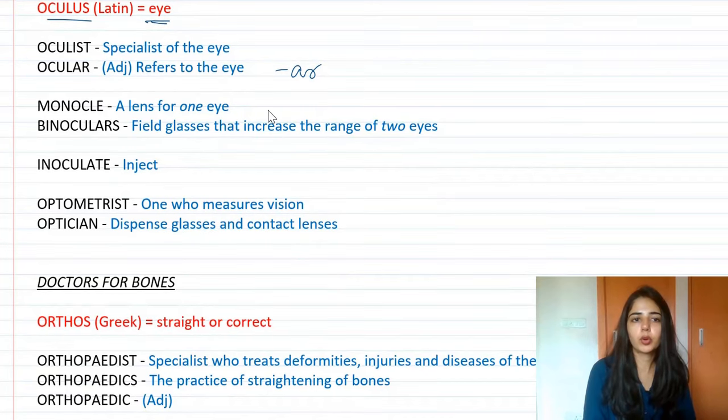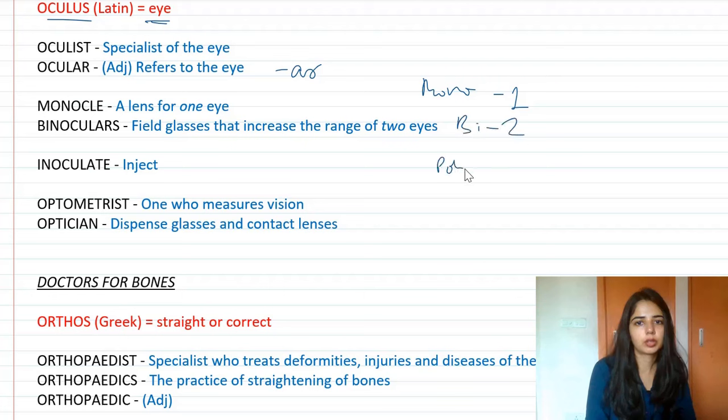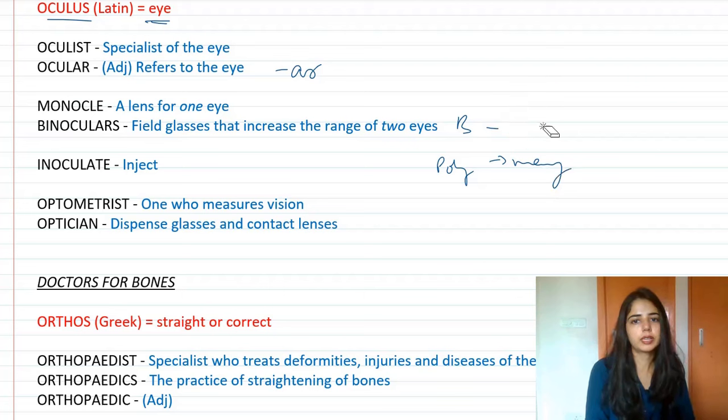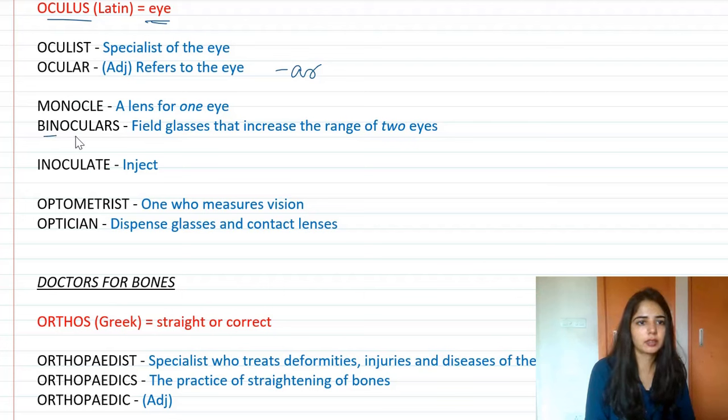Now we know mono means one. We studied it in monogamy. Mono means one. Bi means two. And poly means many, right? So monocle means a lens for one eye. Lens for one eye is monocle. Binoculars means field glasses that increase the range of two eyes.